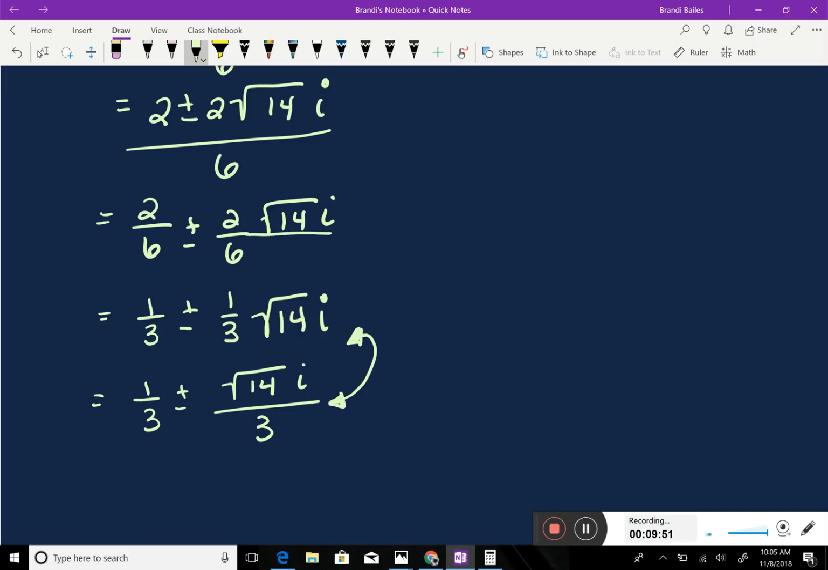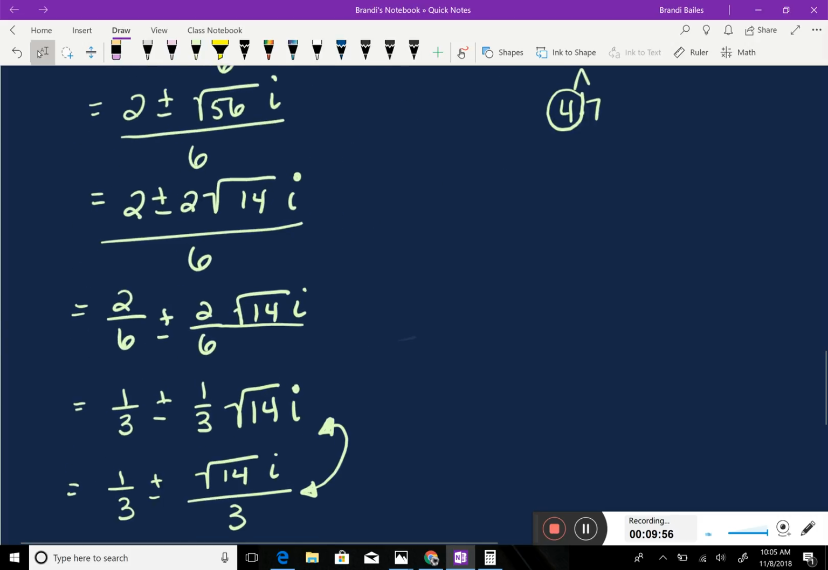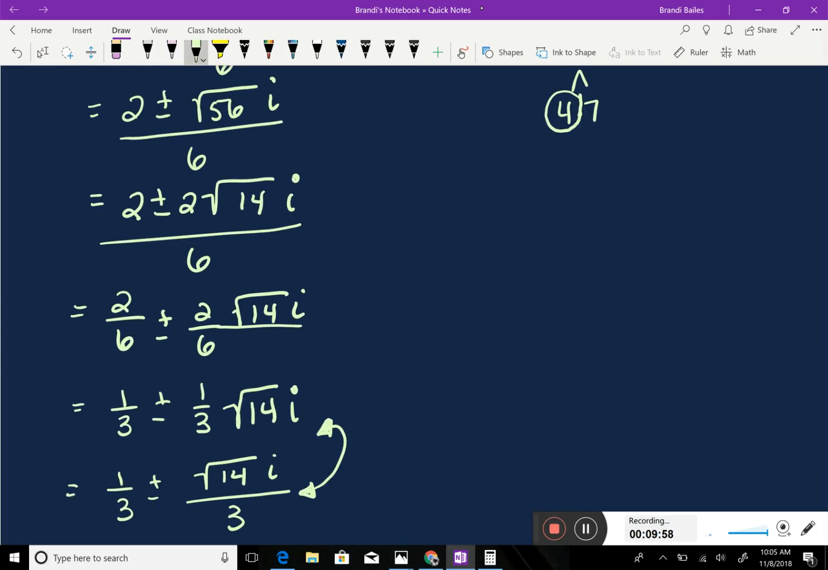Okay, I hope that helps with the homework and just kind of getting a feel for how the i works when we're simplifying the square roots, and also how to simplify with that denominator.